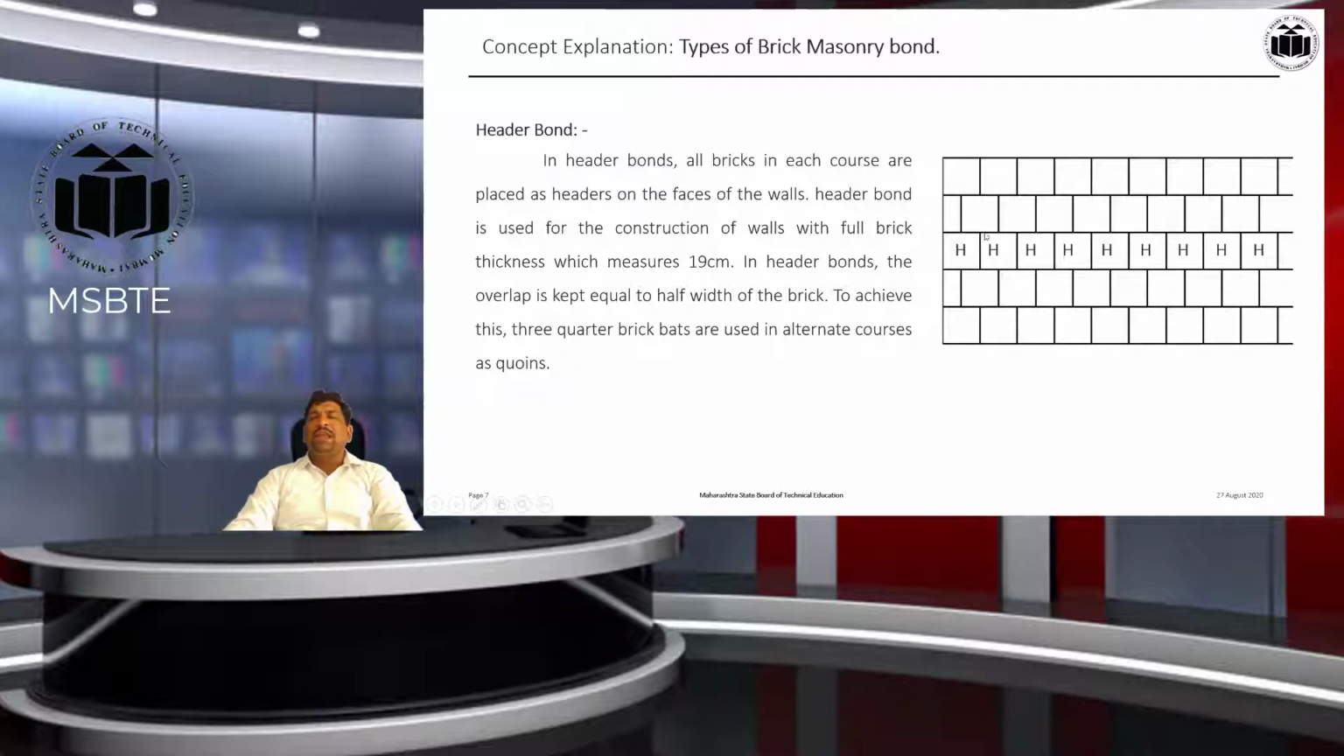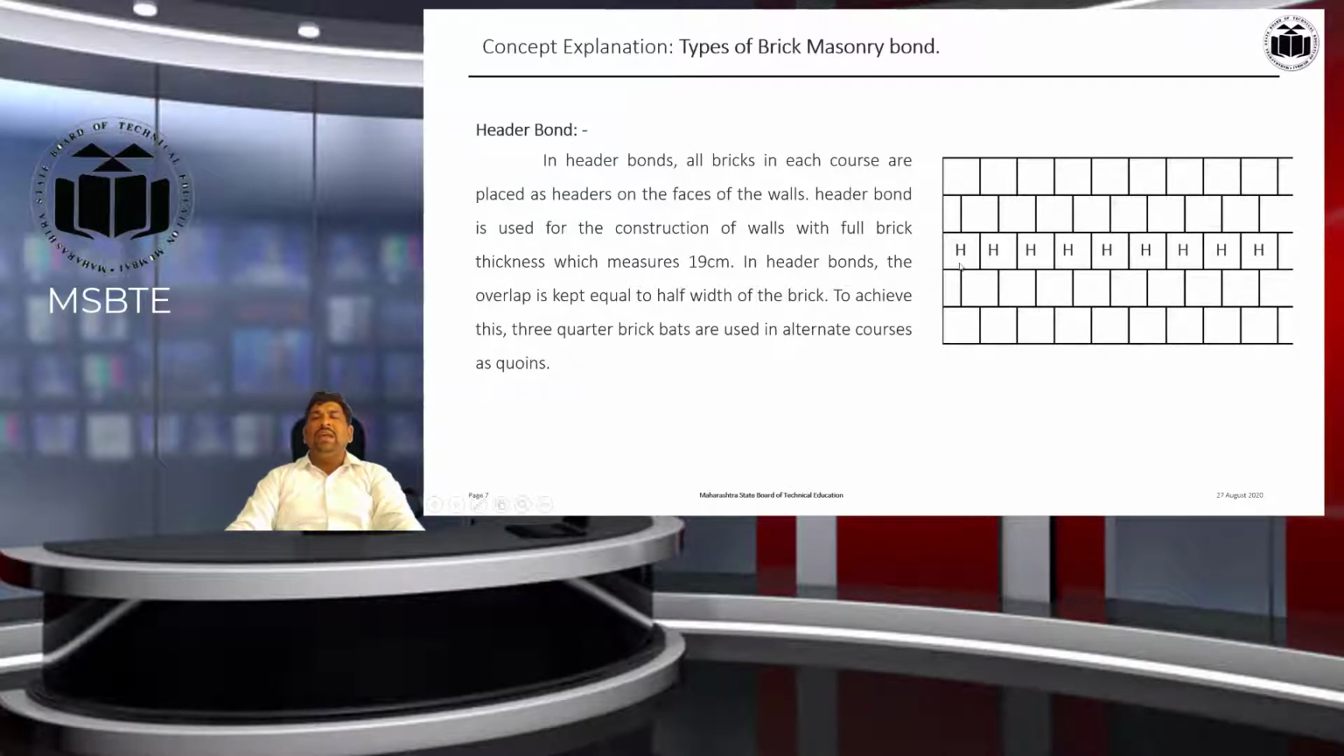As explained, all the bricks laid are on the header portion. If you look at the face of the wall, all these lines will look like headers. The bricks are placed across the width and thickness, and that's why this type of bond is called a header bond.